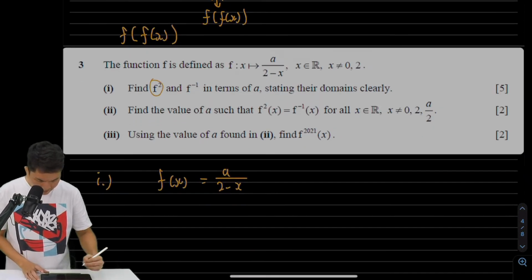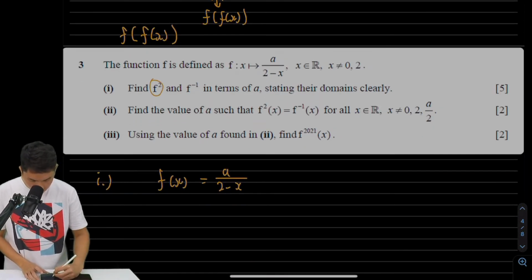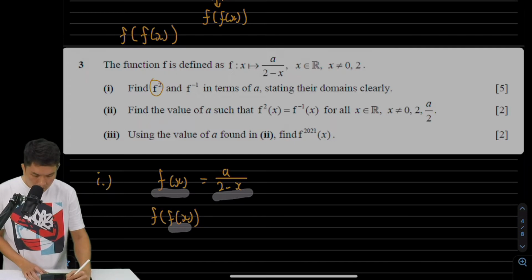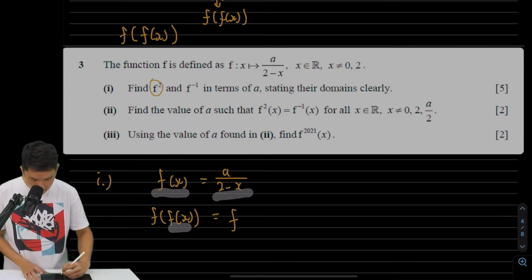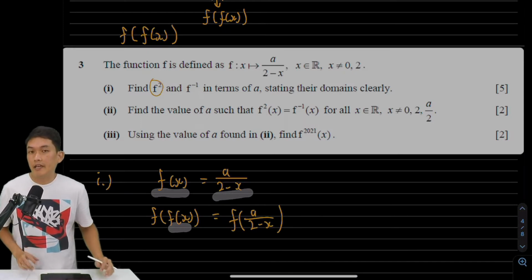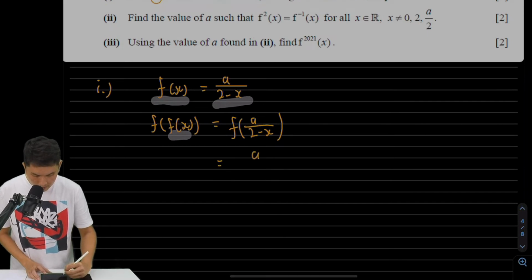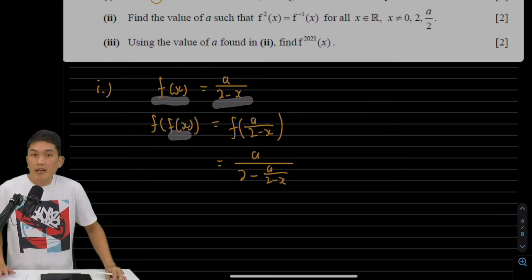So let's look at how to do this. Let's write this down: f of f of x. And you can see that if f of x equals this, I can also substitute this with a over 2 minus x. So my input is a over 2 minus x. Every time I see an instance of x, I'm going to replace it with my input. And that's it. This is f squared.